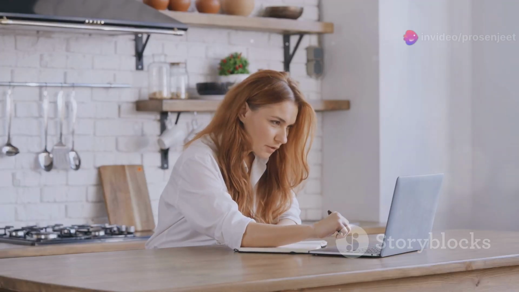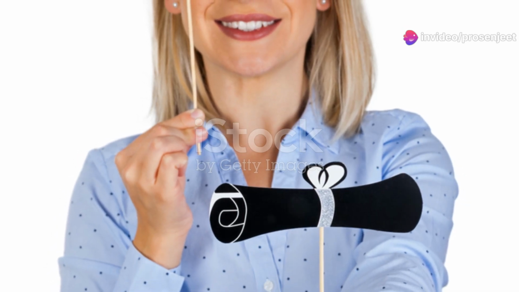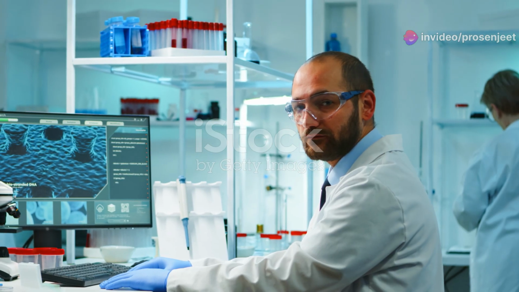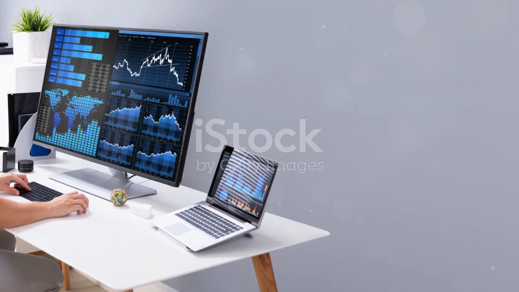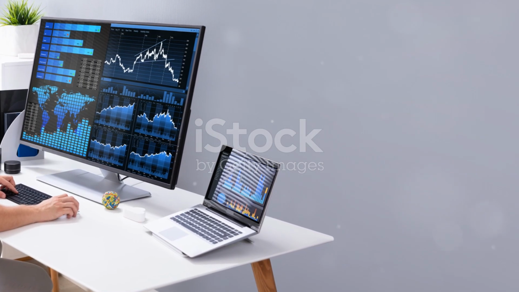So take the first step. Explore online resources, enroll in courses, and practice regularly. The journey to mastering statistics is rewarding. It empowers you with the knowledge to navigate and succeed in the realm of data science. Embrace the world of statistics and let it guide your path forward.